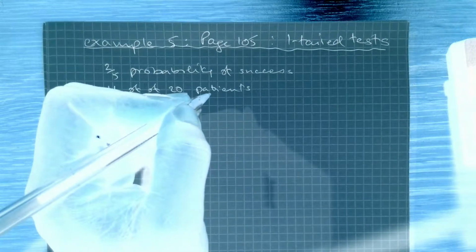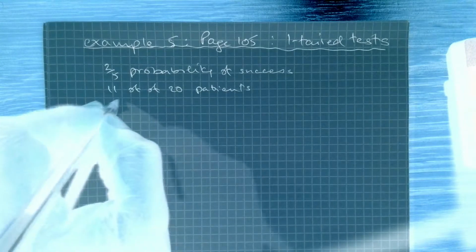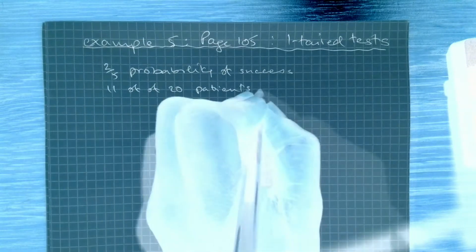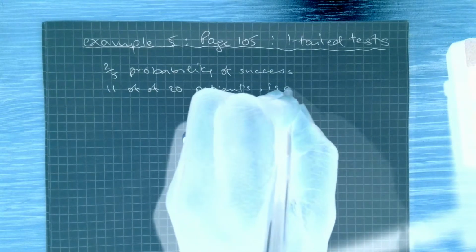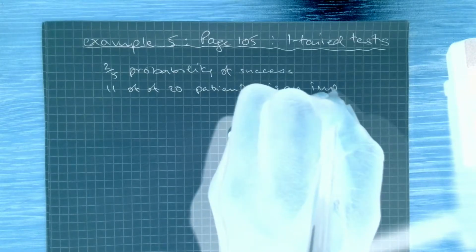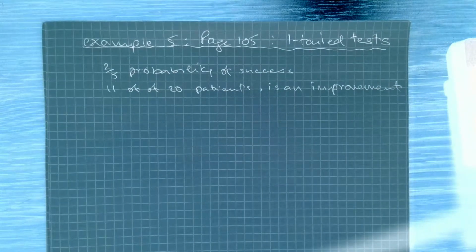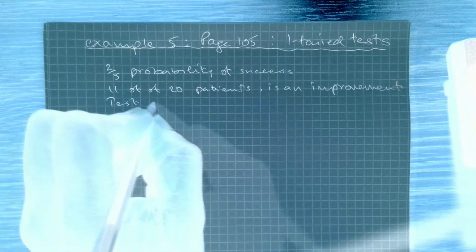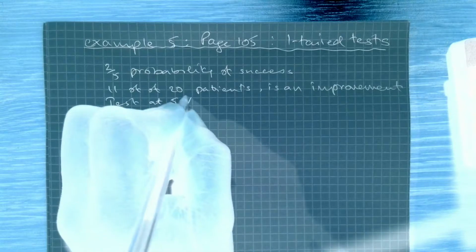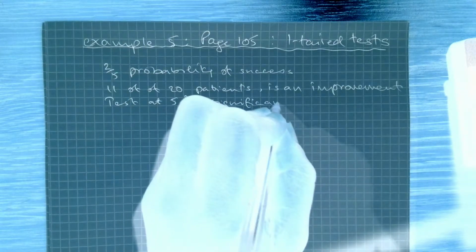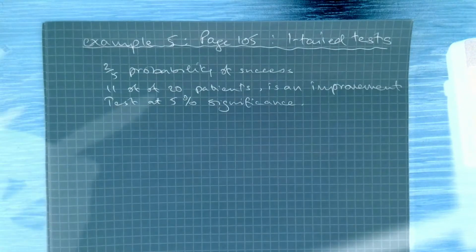The doctor claims that the new drug represents an improvement. So he says this 11 out of 20 is an improvement. That's his claim. What we're going to do is do a hypothesis test to see if his claim is right. And it says test at 5% significance. So before we actually do the question, I'm just going to work out what this means.